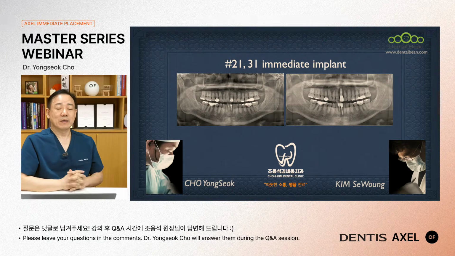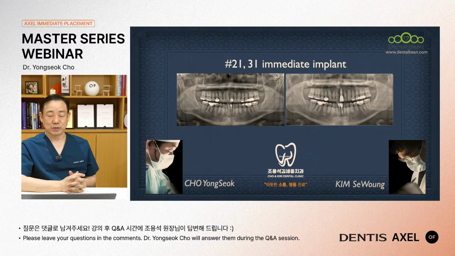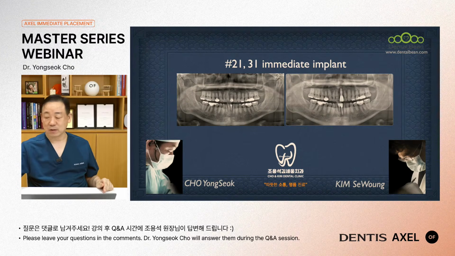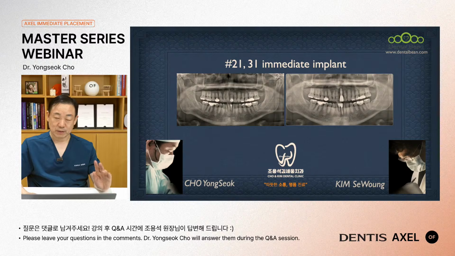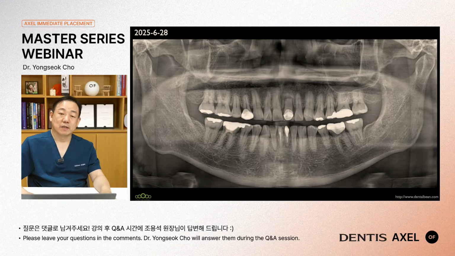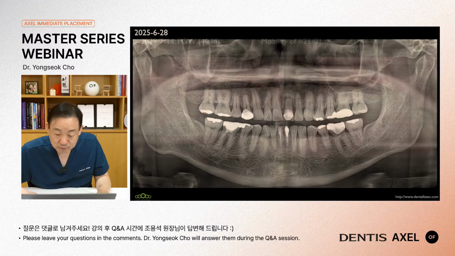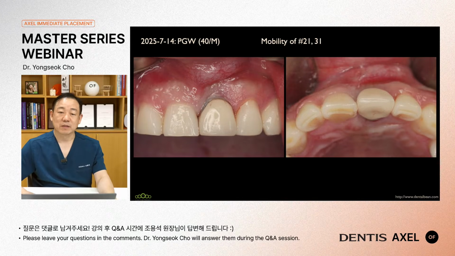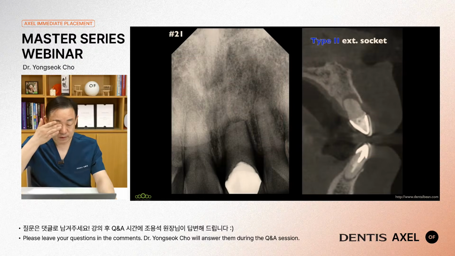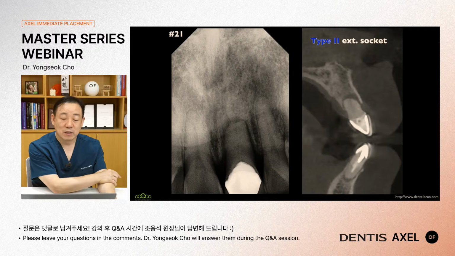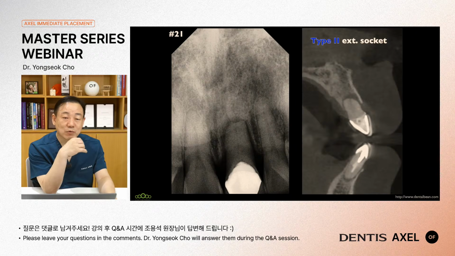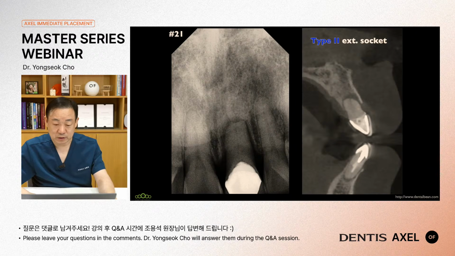So I tried the GBR or connective tissue graft in special situation. Generally, I don't like that option. Even if possible, I will omit complex surgery, like this patient. Here is a patient, 40 years old male, and complained of the mobility of 21 and 31. Okay, in radiograph image, root was very short, and the labial bone was partially preserved. This is a typical type 2 extraction socket.